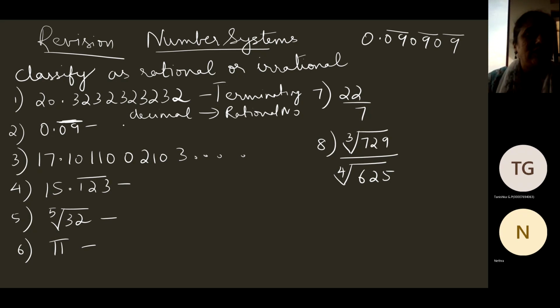So what kind of decimal is it? It is non-terminating. Non-terminating because it doesn't come to an end. Repeating decimal. So it is a rational number. Yes or no, children?